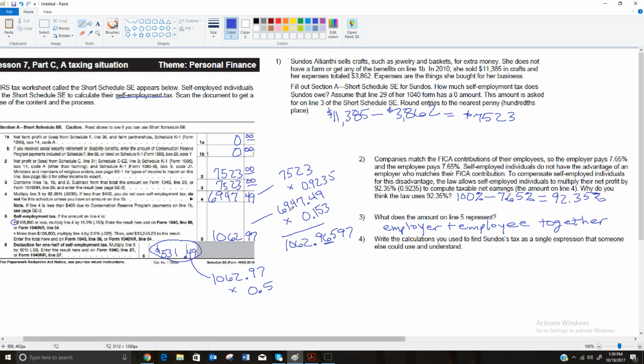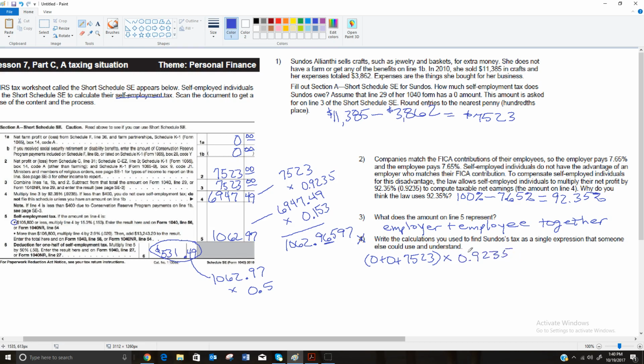Now for number 4, they want us to take this process and write it as just one single expression. I'm not fond of that. I don't think that's the best route to go, so I'm just going to ignore this for the most part. I'm going to write it down just so you could see it, but don't worry, I'm not going to ask you how to do this myself. But just in case you run across it on the homework or something. So we took 0 plus 0 plus $7,523, and then we multiplied it by 0.9235.